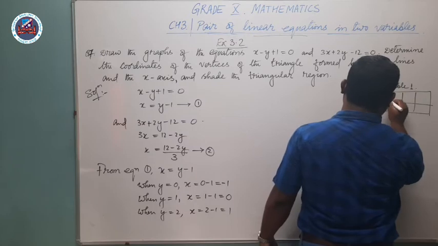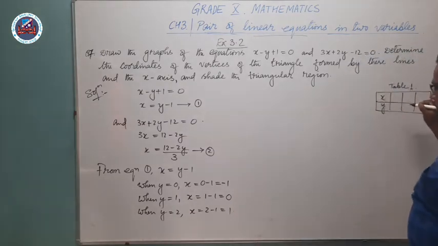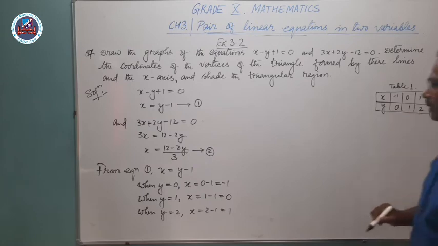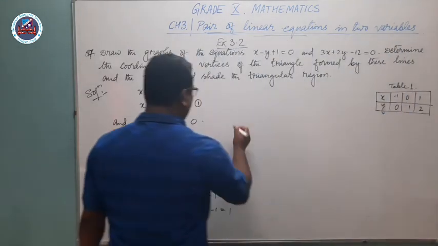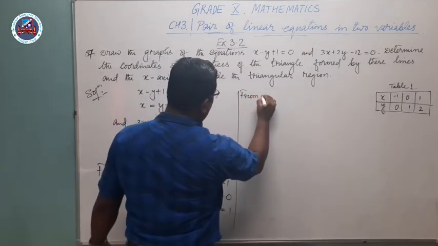Table 1, x and y. For x, we took minus 1, 0 and 1. Y was 0, 1 and 2. Like this you can put the values. Then we will go for the second equation to solve.